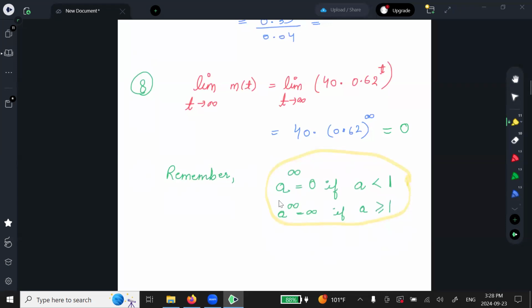Everybody will remember this for the exam. Question. The rule is, if anything is raised to the power infinity, it will be infinity if that anything is more than or equal to 1, but it will be 0 if a is less than 1. In this case, my a is less than 1, and hence that raised to power infinity becomes 0. So whatever you multiply, it becomes 0, right?